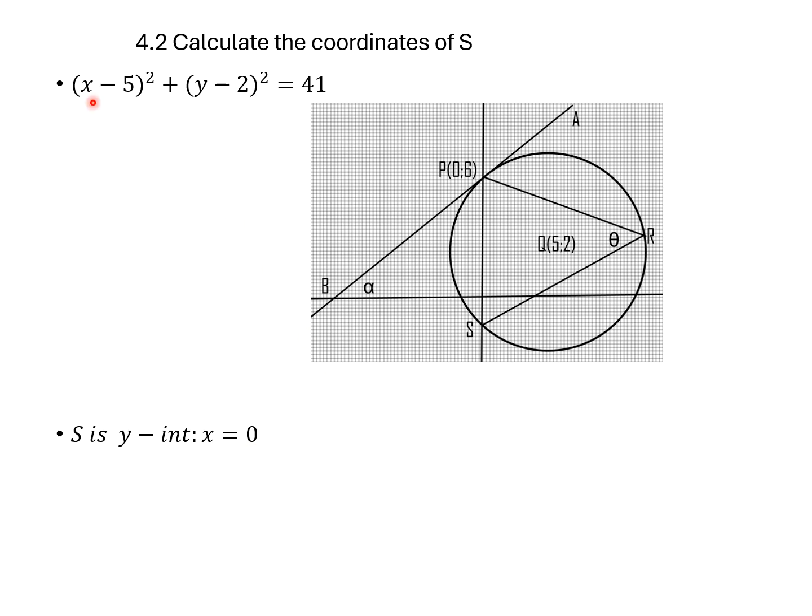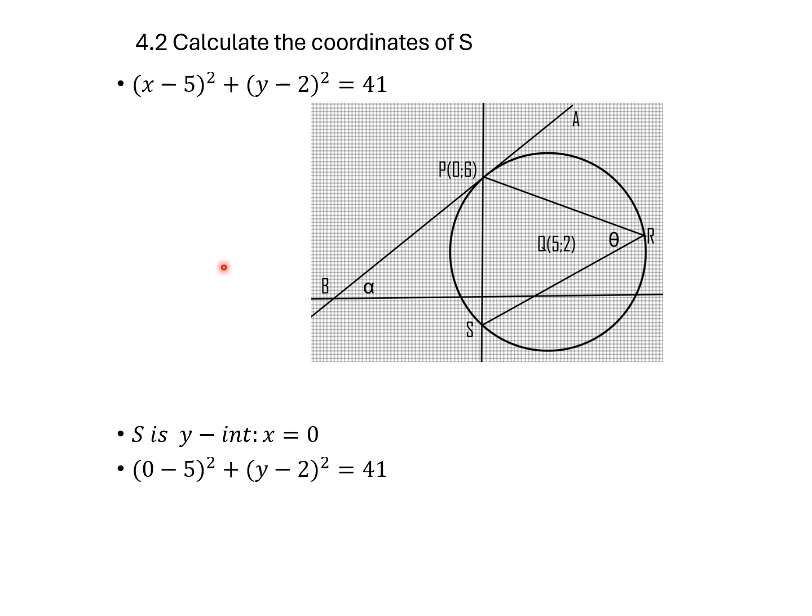So I'm going to substitute 0 in the place of x, and then multiply out. Now listen very carefully to what I'm saying. If you forget the middle term here, the whole problem becomes wrong. So I have (0 minus 5) squared plus (y minus 2) squared equals 41. Negative 5 times negative 5 gives me positive 25. y times y gives y squared. Then y times negative 2 gives me negative 2y, and multiply it by 2 to get the middle term, which is negative 4y, and then negative 2 times negative 2 gives me positive 4.